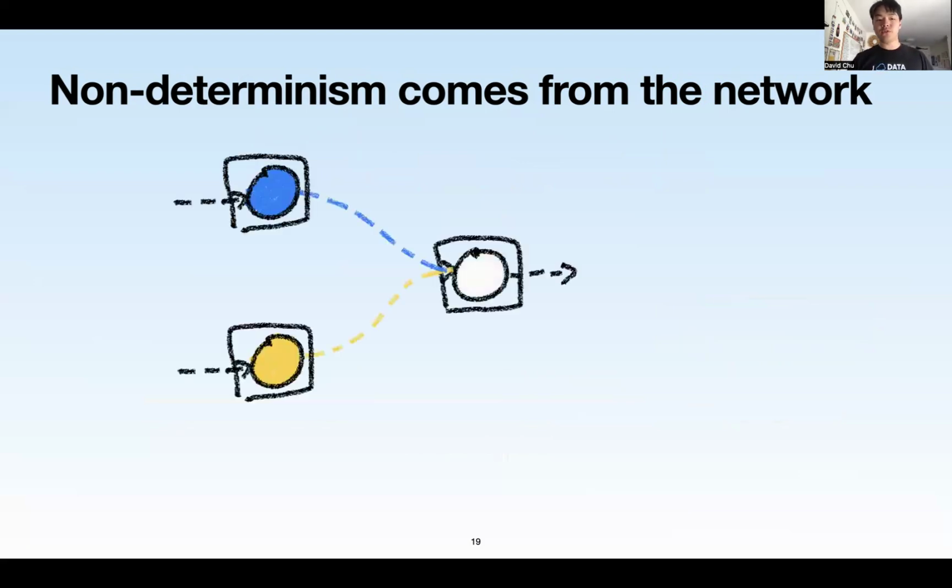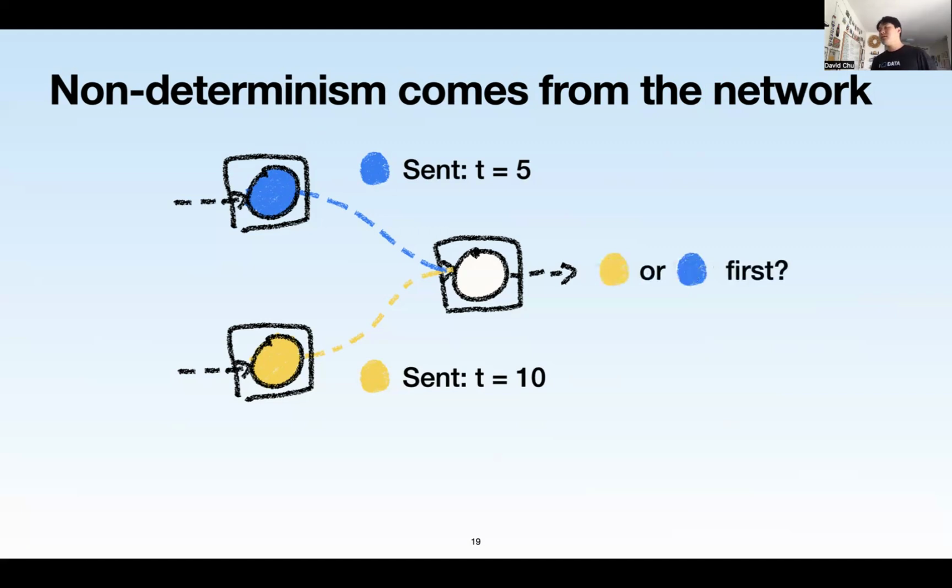Okay, so let's say we have two nodes, blue and yellow, and they're trying to send a message to this white node on the right. Even if we can control exactly when the blue and yellow nodes send messages, we have no guarantee on when the white node receives those messages or in what order, right? And that's because of network non-determinism, right? Now, I know that you can have other sources of non-determinism, like depending on the local clock or random number generators. But for now, let's assume that it all comes from the network, okay?